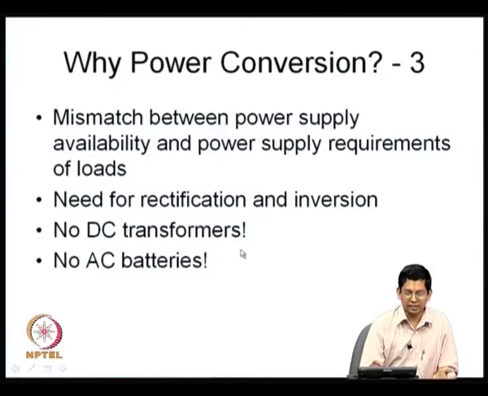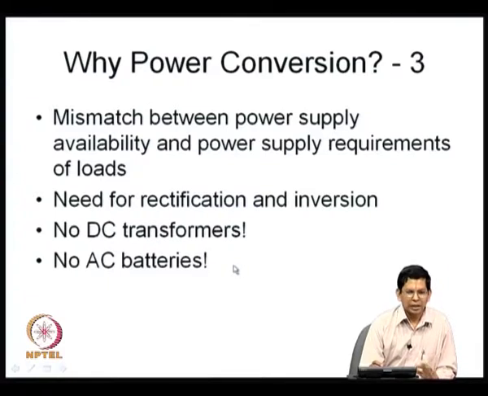Similarly, again on the lighter side, in the lighter vein, you have no AC batteries. So, you may have stored energy, and it is available for you in the form of DC. If you have loads which require AC, you will need actually AC batteries which are not available. So, to quote one of my colleagues, one particular reason why you need power electronics is you do not have DC transformers and AC batteries.